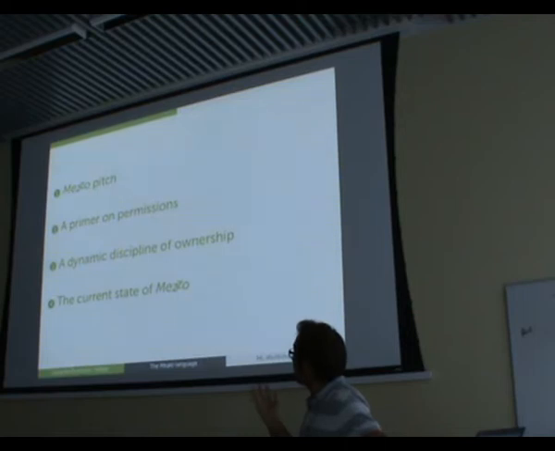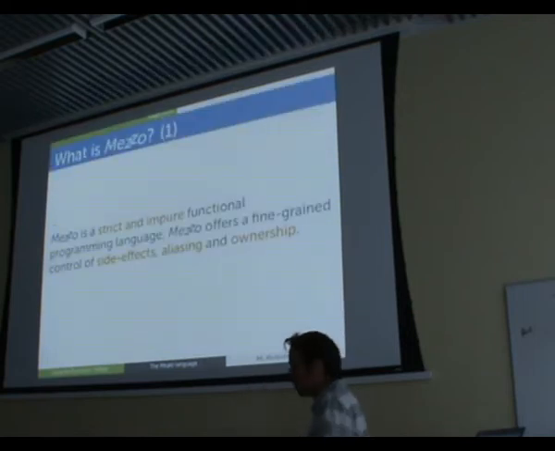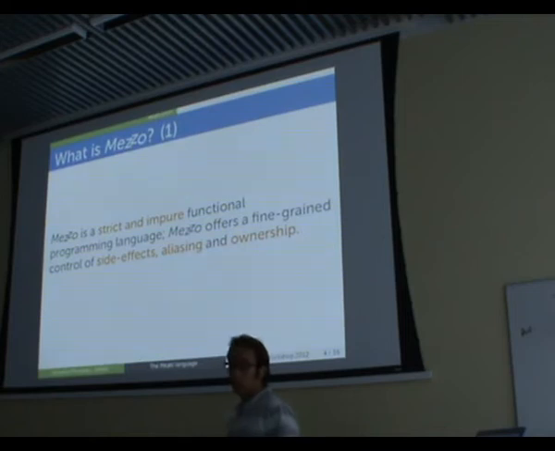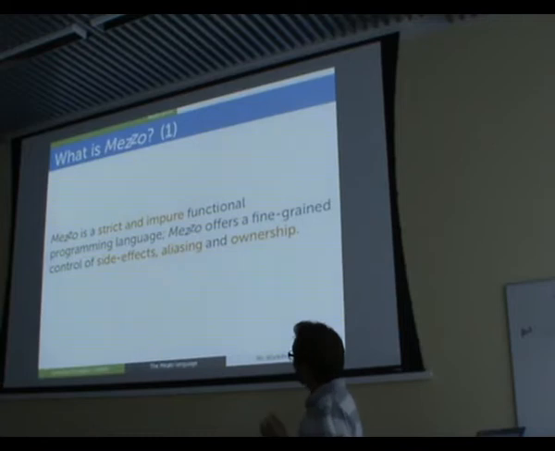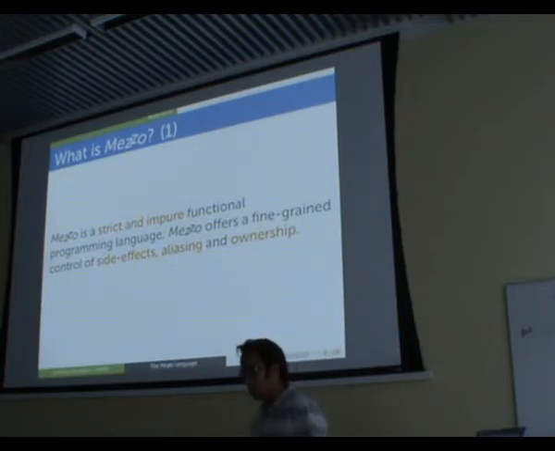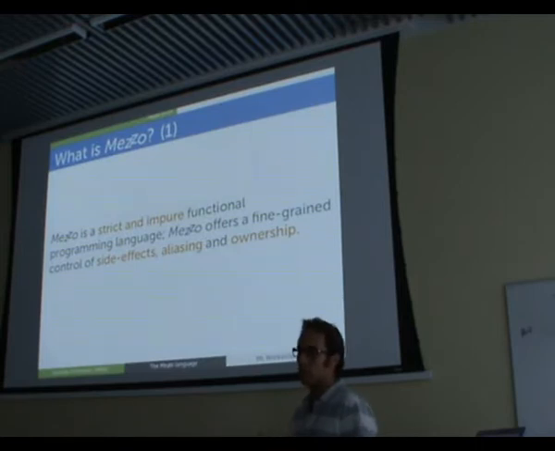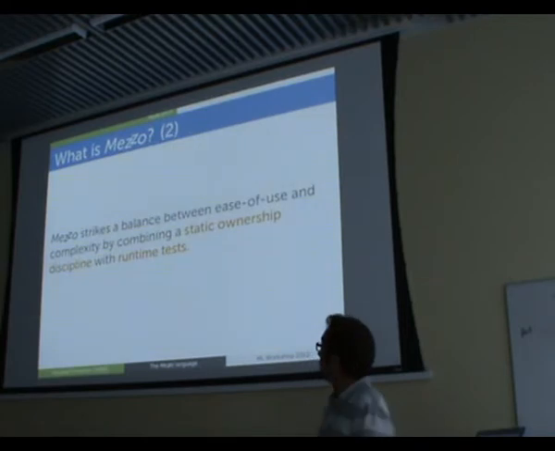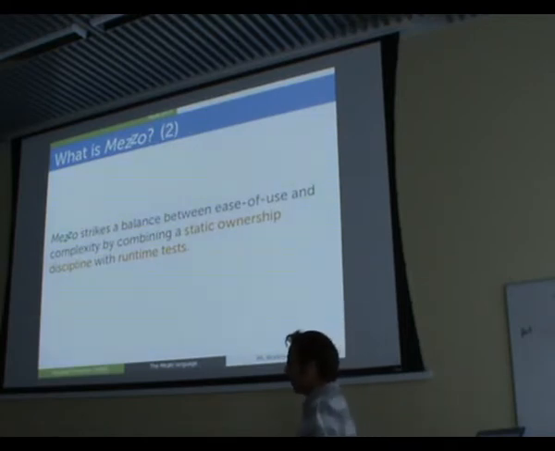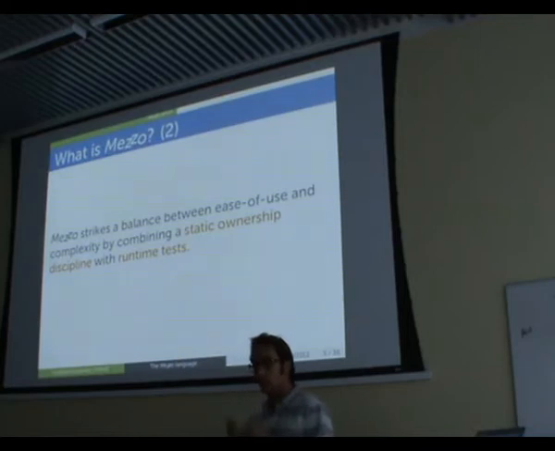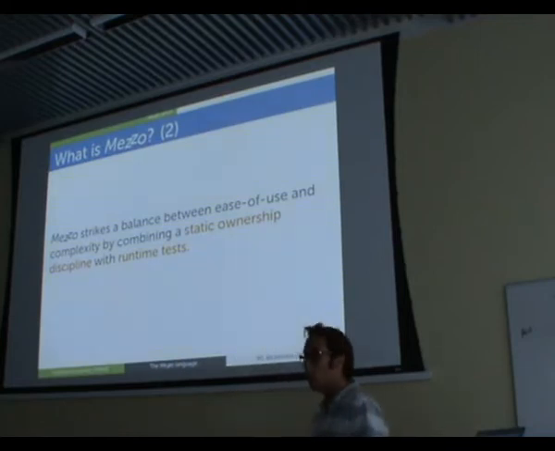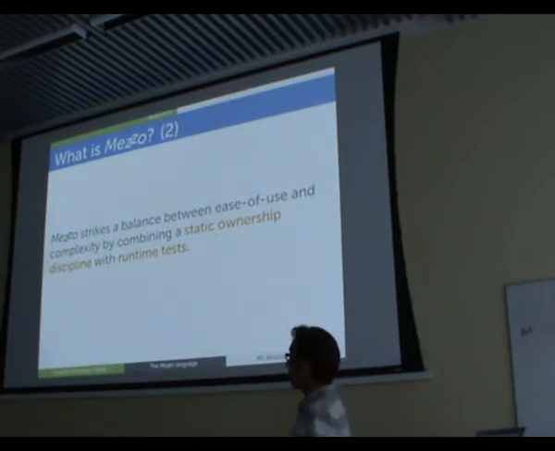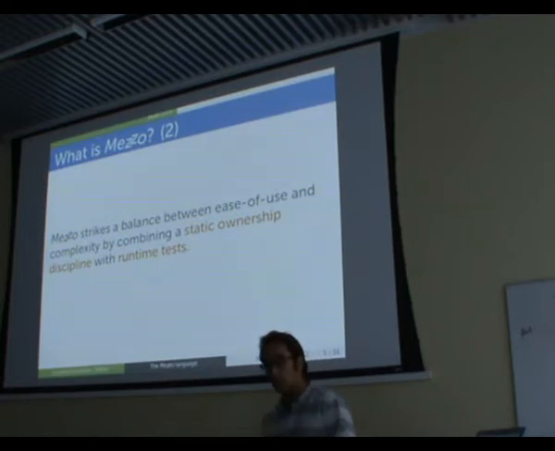So first of all, what is the purpose of Mezzo? Mezzo is strict and impure. So it's in the tradition of ML, which sounds reasonable for the ML workshop. It has control of side effects, aliasing, and ownership. So we really want to go beyond the type checking of ML and offer stronger guarantees. And the thing that we have with Mezzo is that whenever things get too complicated to be expressed in a static type system, we decided to go with dynamic checks, which allow us to strike a nice balance between complexity and expressivity.